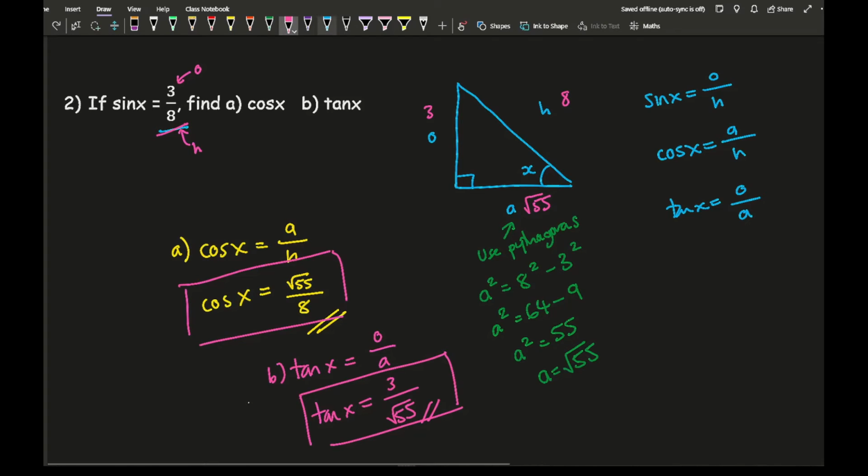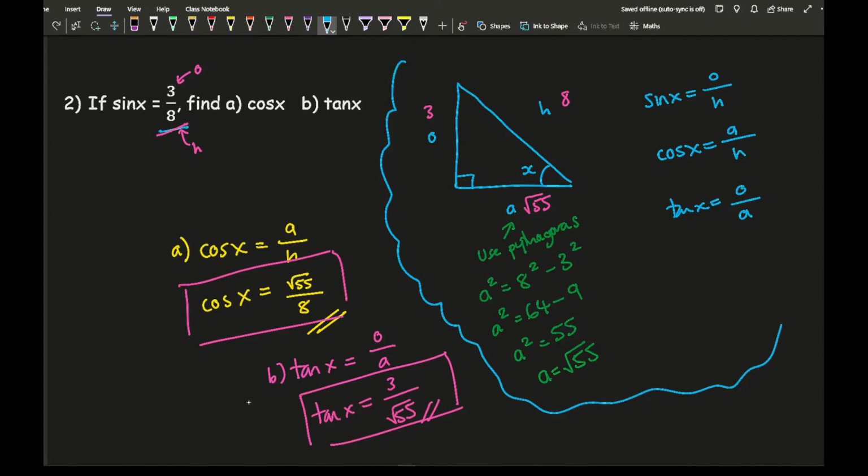Now, one thing I would strongly recommend is that you do include this in your working out, because particularly part A would probably be worth about 3 to 4 marks, whereas part B may only be worth 1 or 2 marks, simply because you would have needed to have done this triangle to work out what the adjacent is in order to work out the answers for both A and B.